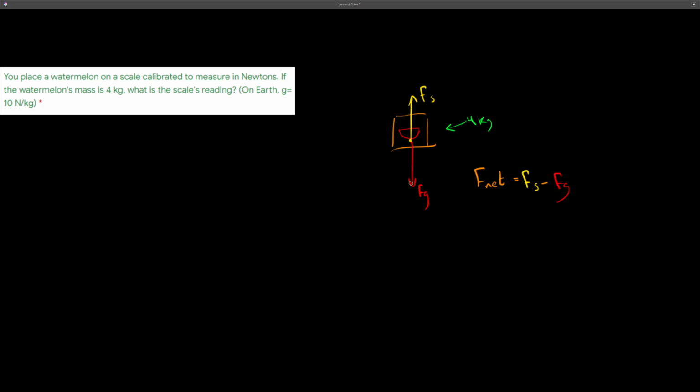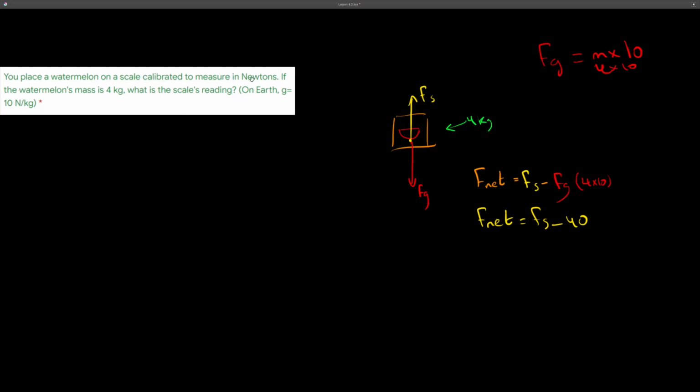So Fg is 4 times 10. Why is it 4 times 10? Because if you remember, Fg is equal to mass times gravity, and gravity is constant, so 10. So you have 4, so it's going to be 4 times 10. So the F net is going to be equal to Fs minus 40. Now, there's something you should note here. If the watermelon is just sitting there, then there is no movement, right? That means that F net should be equal to 0, right?